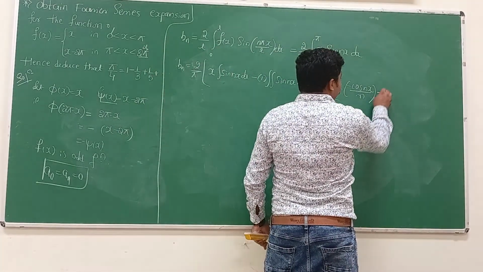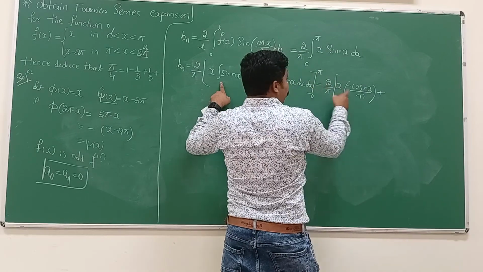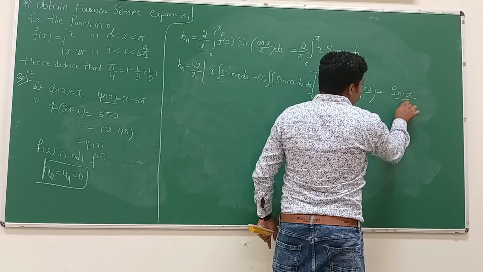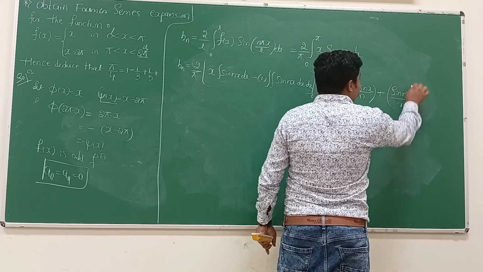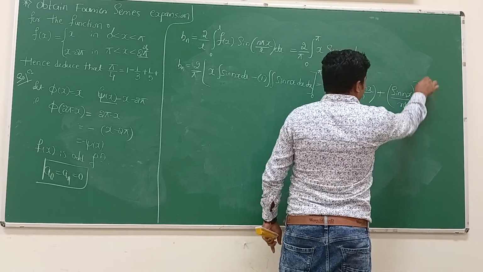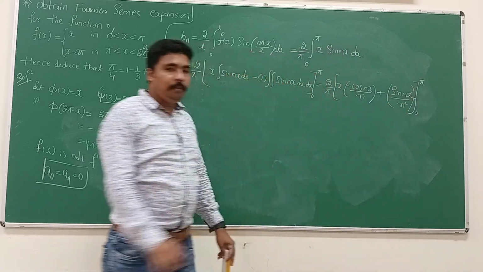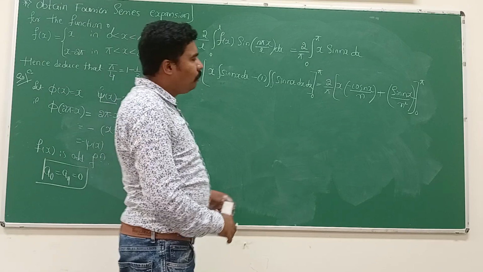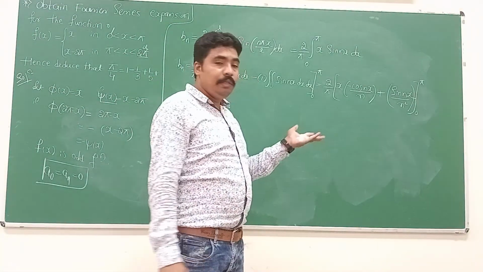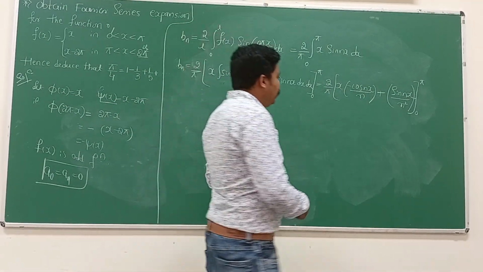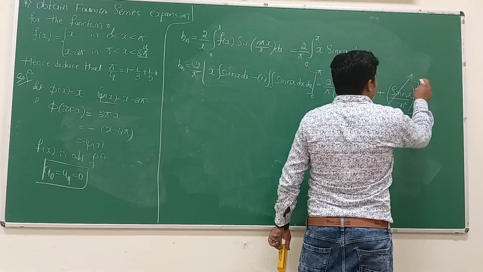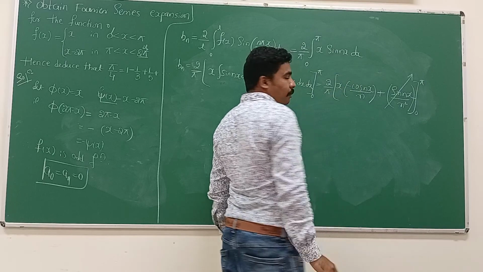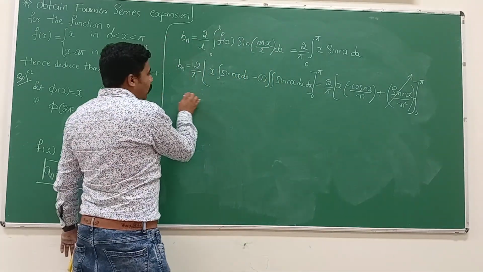So it becomes sine nx divided by n square, because we have integrated twice, between the limits 0 to pi. Now we know the standard trigonometric result: sine 0 is 0, sine n pi is 0. So for this term there is no need to operate the limits, because if you operate also you will get 0. Sine n pi is 0, sine 0 is 0. So I will write the remaining terms.